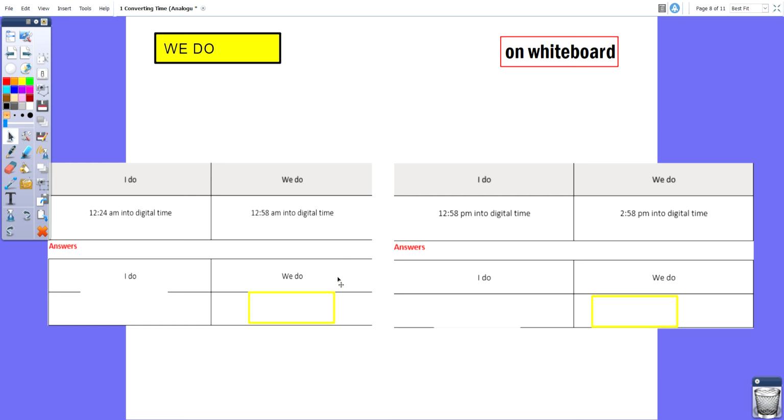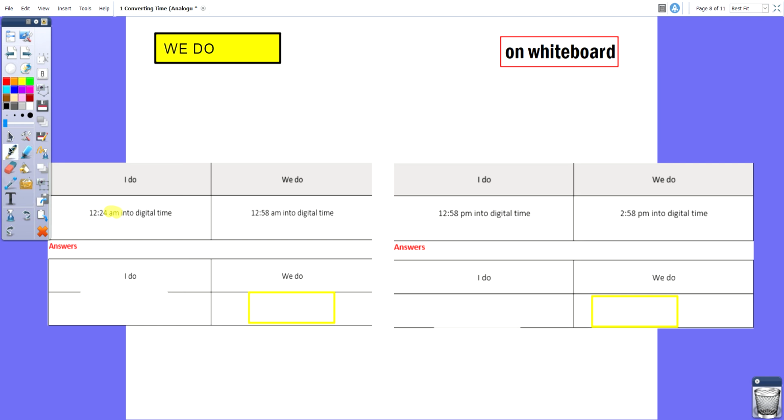Okay, so we're going to have a go at converting some analog time into digital time now. So the best thing to start off with is to have a look first about whether it is AM or PM. So this time here is AM, which means it's the morning. Remember, midnight is 12 AM. So we know here it's 24 minutes past midnight.